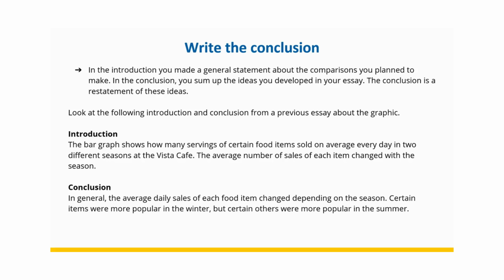So our conclusion restates this idea using different words by stating the most important change, or we also call it trend. So here we have, in general, the average daily sales of each food item changed depending on the season. Certain items were more popular in the winter, but certain others were more popular in the summer. So as you see, our introduction and conclusion are closely linked, and your conclusion basically repeats what was said in the introduction using different words and also showing the most important one, the key change, the key trend that happened throughout the time.